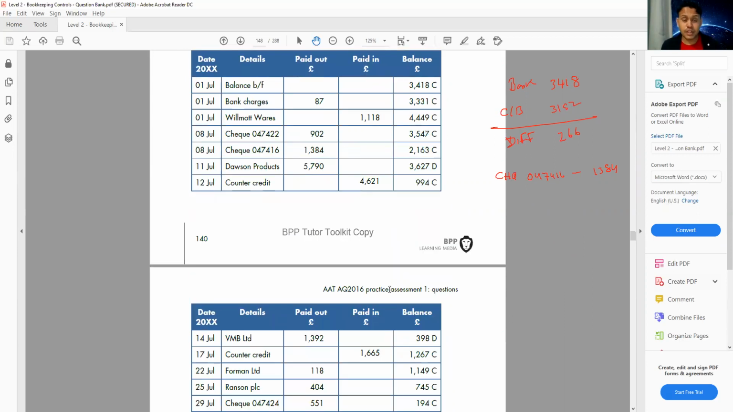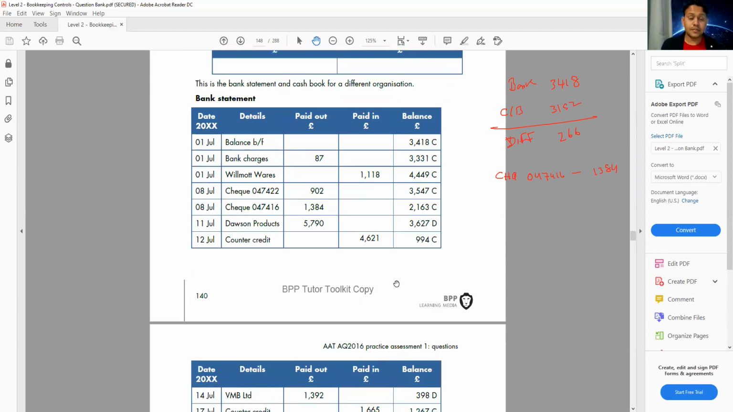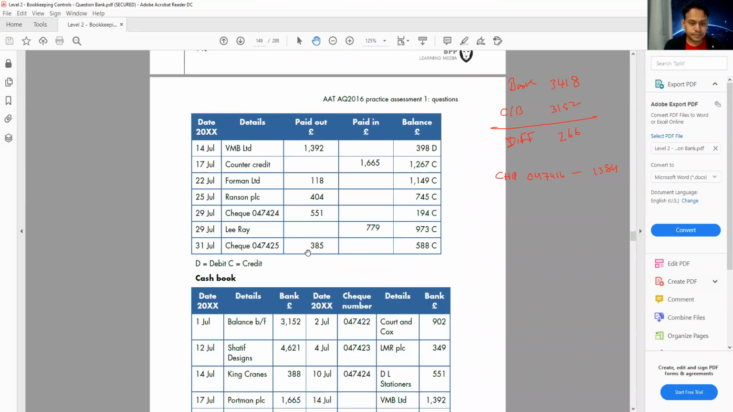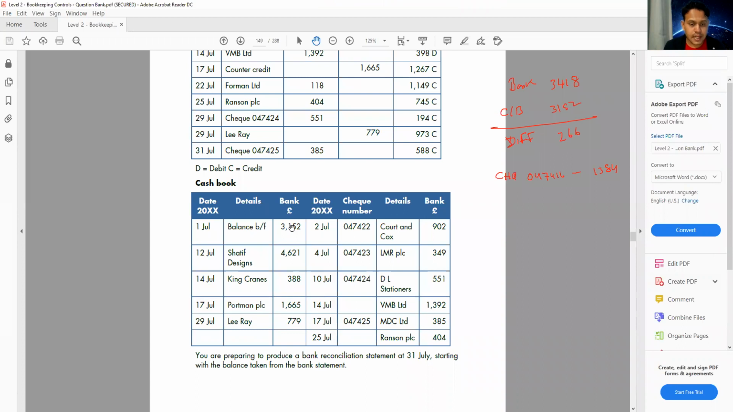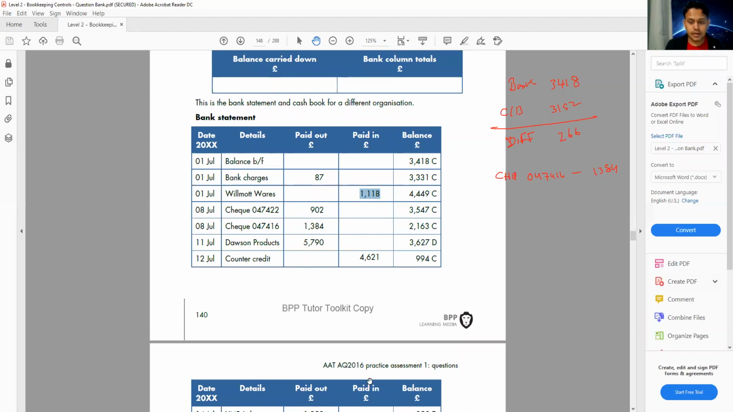But the question said there are two reasons, so I have to find another one. The two transactions. Let's find one more transaction on the paid in section, linked to our cash book debit side. So let's have a look. Can you see this amount or not? 1118. And on the cash book debit side, I don't see this one. 1118. This amount is not here. So I'm going to write it down.